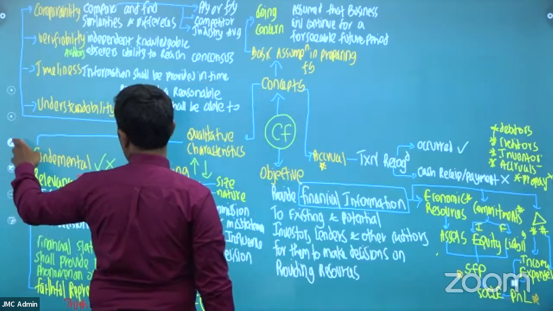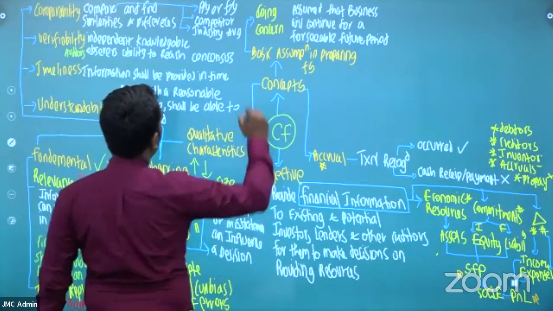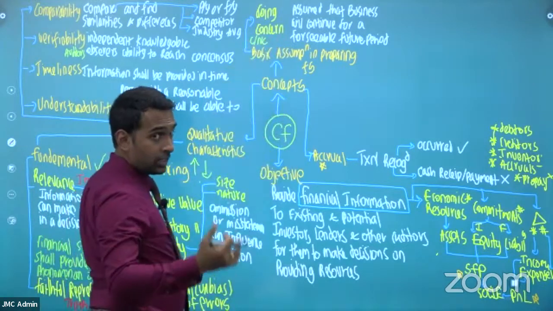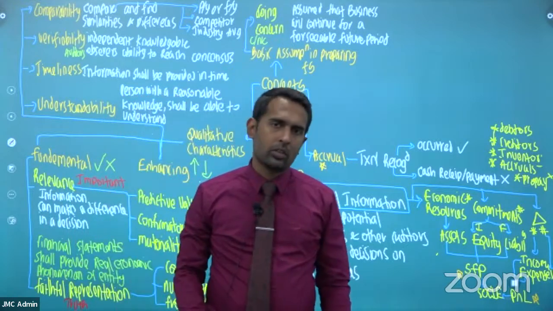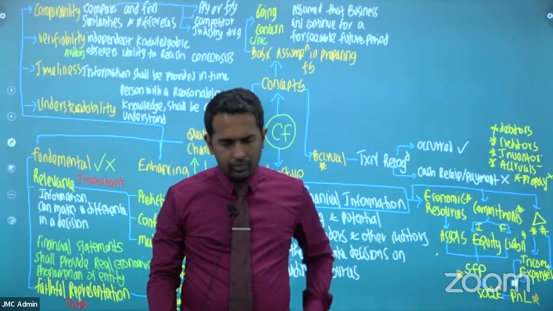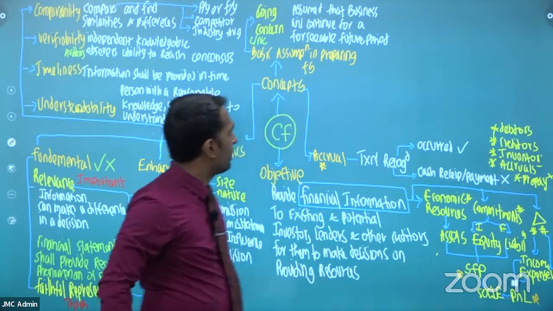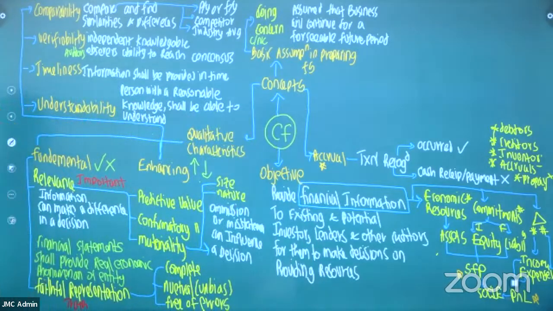Because of the going concern only, we classify the assets as current and non-current. Okay, right. Are we clear up to this point? The concepts: we have discussed the accrual concept, the qualitative characteristics, and the basic assumption in preparing the financial statements.